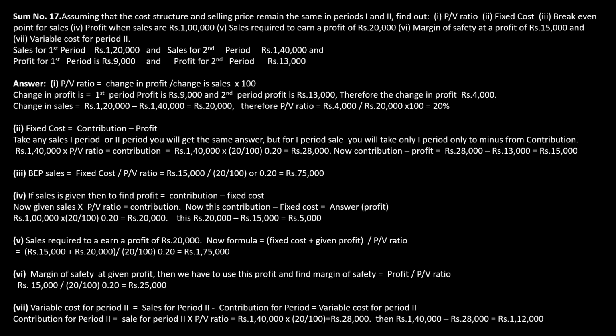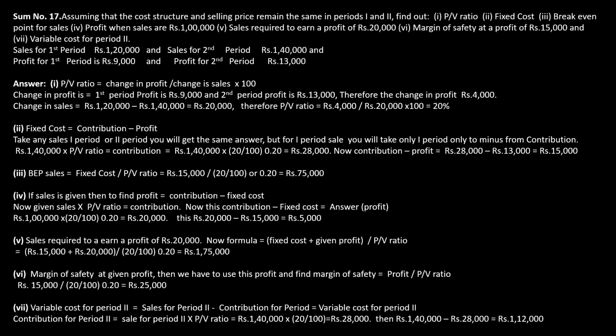Here the given sales is 1 lakh in subdivision 4. So 1 lakh into PV ratio will be the same. Whenever you use it in the same sum, the PV ratio will be same. So 1 lakh into 20% gives you 20,000. Now 20,000 minus my fixed cost. Fixed cost, we know it has to be 15,000, which I found in the second step. So 20,000 minus 15,000 will give me 5,000 as the profit. That is my fourth question answer.